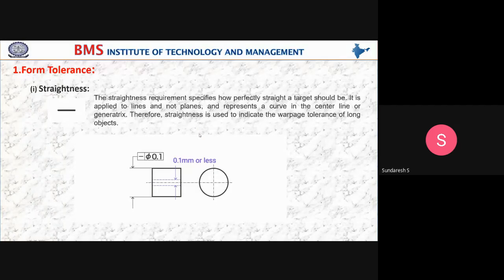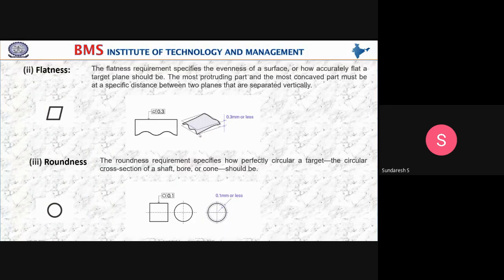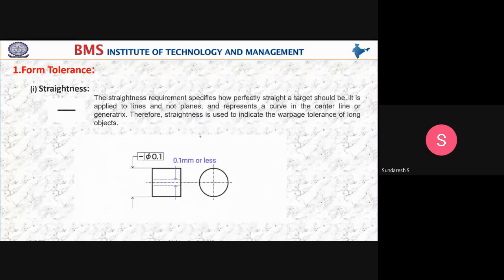The form tolerance. So first one under the form tolerance is straightness. The straightness requirement specifies how perfectly straight a target should be. It is applied to the lines and not planes. So remember, straightness is applied to the lines only, not for the planes. Okay, and it represents a curve in the center line or a generatrix. Therefore, the straightness is used to indicate the warpage tolerance of long objects.